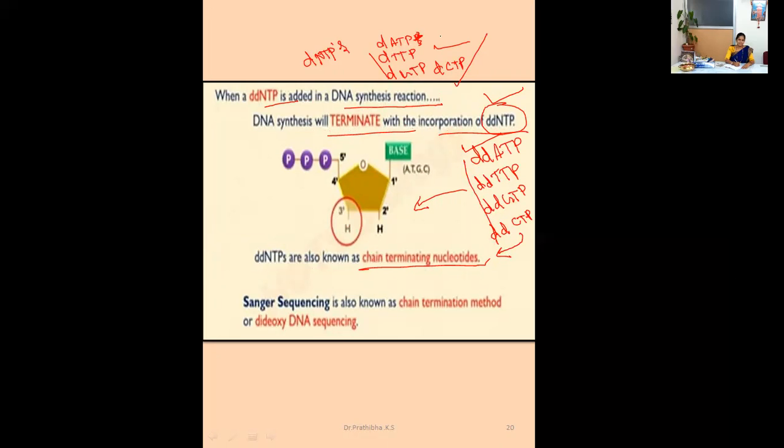When DNA polymerase adds the individual normal nucleotides, the chain continues. Sanger sequencing is also known as the chain termination method or dideoxy DNA sequencing. Hope you're able to understand. The main principle here is the modified nucleotide. This is the modified nucleotide, which is going to terminate the reaction in the reaction tube.